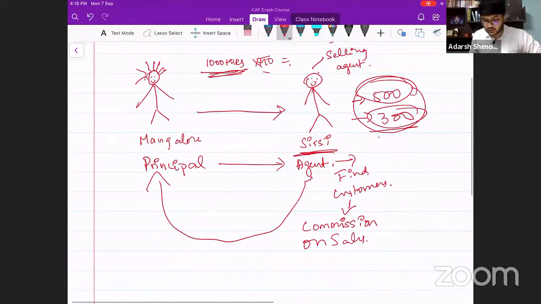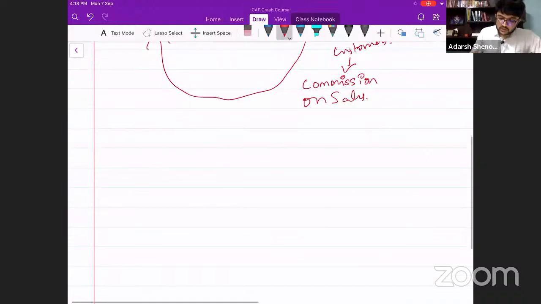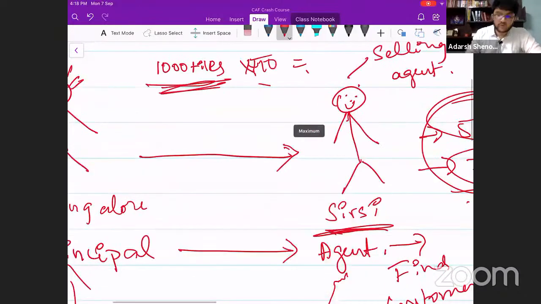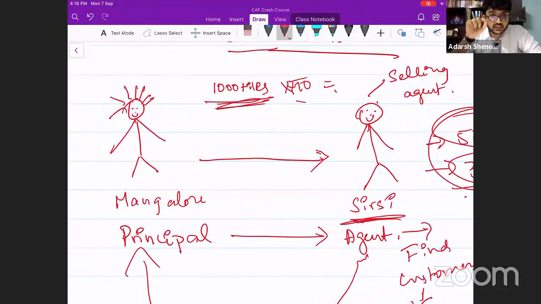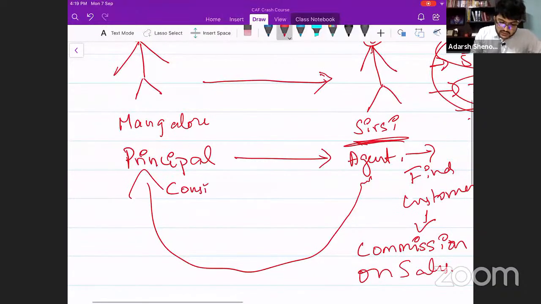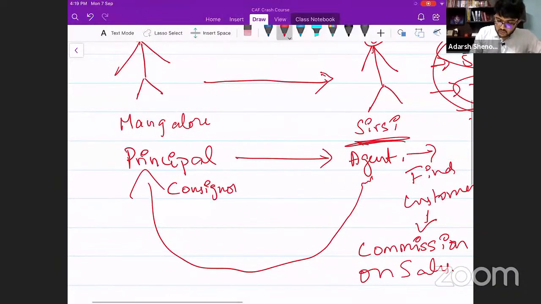Now, some terms of agreements relating to this. What is the consignee's revenue? This person is known as the consignee. Okay, the agent is known as the consignee. The principal is known as the consigner. First, tell me, what is the consignee's revenue? What is consignee's income out of this deal? Commission.